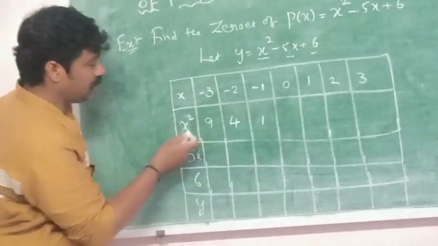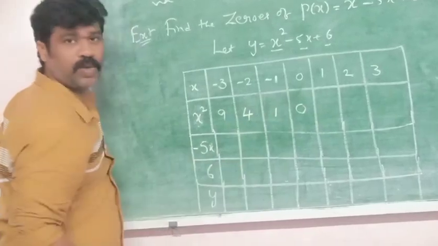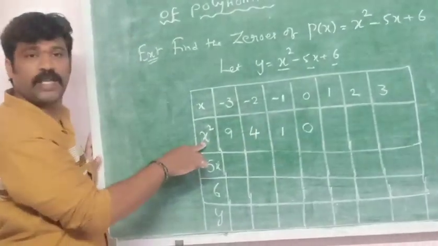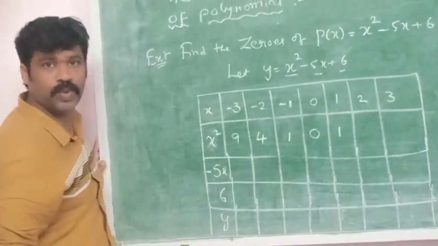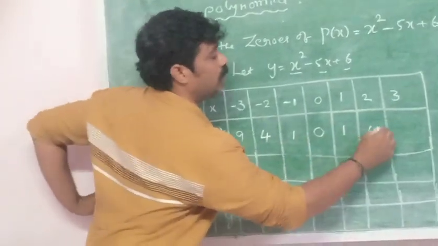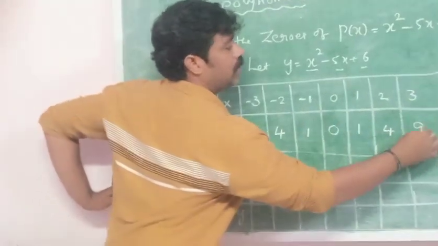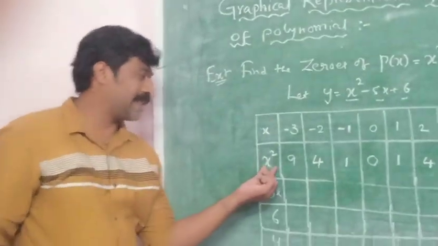So if you substitute x is equal to 0, here you will get 0. Then after that, if you substitute x is equal to 1, 1 square is 1. Then if you substitute x is equal to 2, 2 square you will get 4. Similarly, 3 square you will get 9. So this is the x square term.